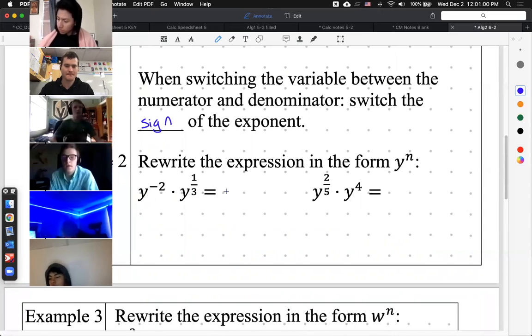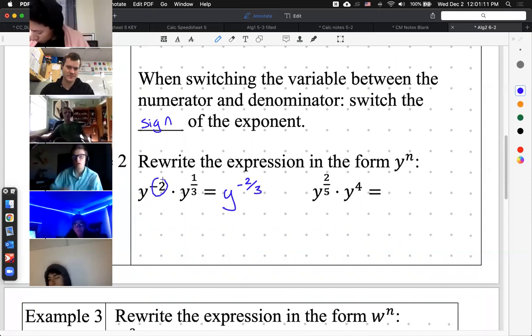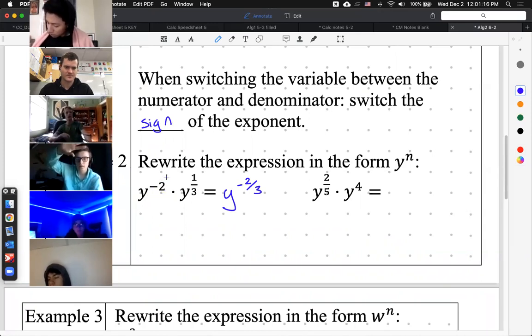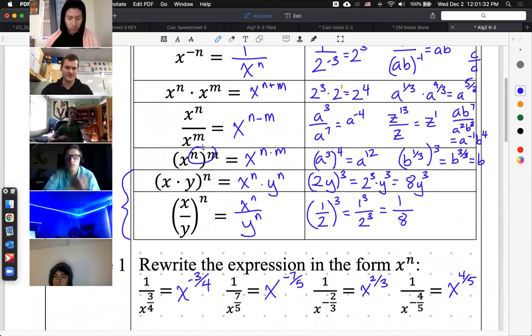Would it be y to the negative 2/3? You just multiply the exponents. You gotta put a 1 under the 2, right? And then you just move it over, so negative 2 over 1, and then 1/3. Are you multiplying or are you adding these? Oh, I multiplied it. Multiplying it would work if it was in this form right here.